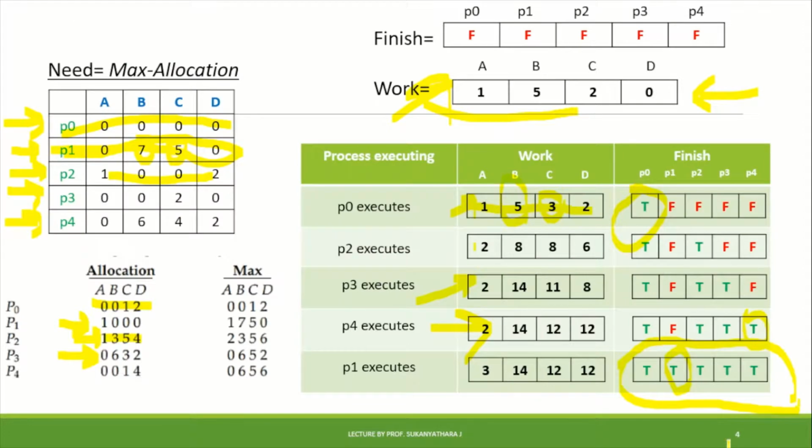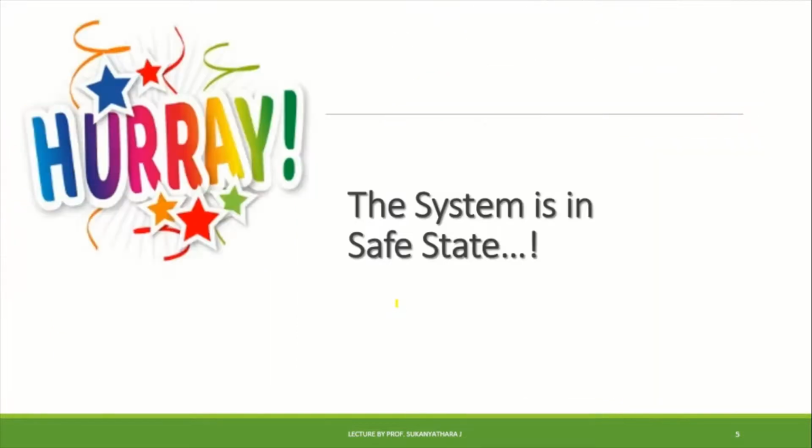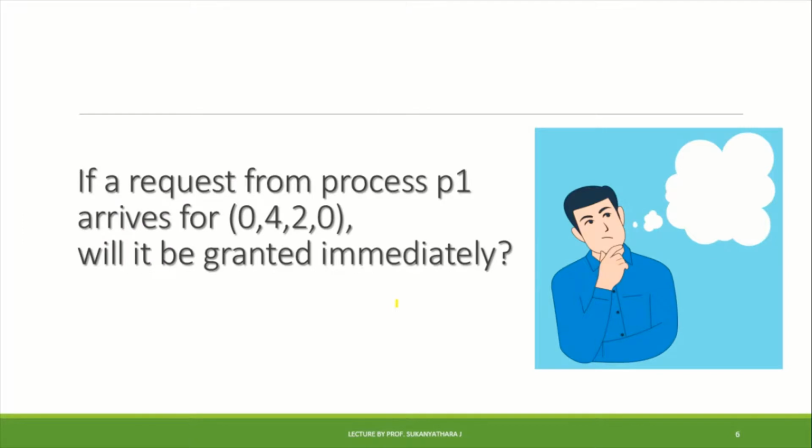And what was the order of execution? P0 executed, P2 executed, P3 executed, P4 executed, and P1 executed. So, the order of execution of processes in the safe state is known as safe sequence. And the safe sequence here is P0, P2, P3, P4 and P1. So that is the one phase of the Banker's algorithm.